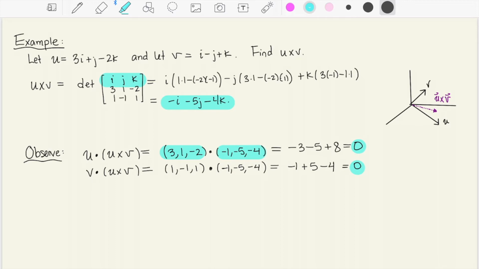In other words, the cross product is orthogonal to u and v. That's one of the geometric meanings of the cross product. Given a pair of vectors, you find a third vector which is mutually orthogonal to both of them.